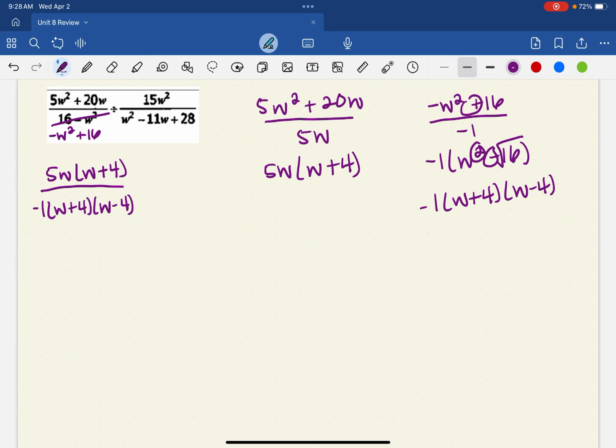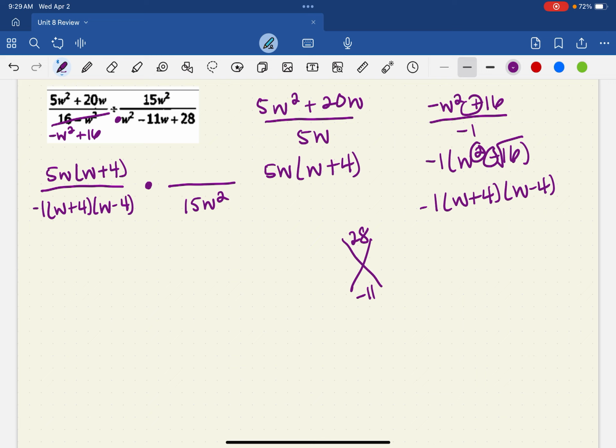Okay, changing our division sign to a multiplication sign. I am flipping. I don't do anything with 15w squared, so I'm just going to put that at the bottom. W squared minus 11w plus 28 is X method without grouping because there's no number in front of the w squared.